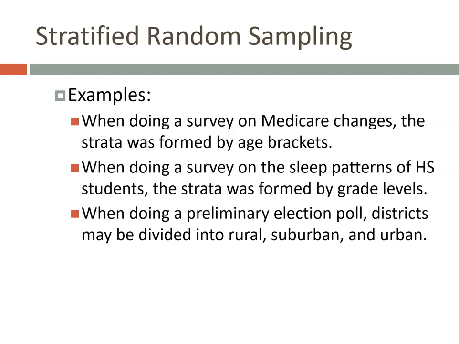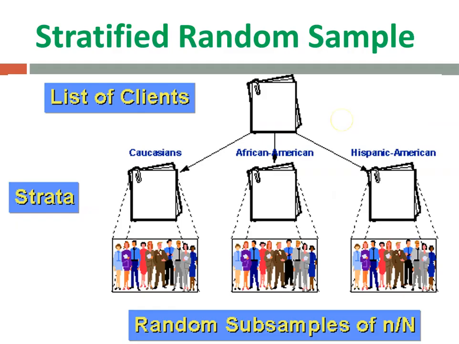Here is a visual representation of stratified random sampling. If somebody had a list of clients, you could divide them by their ethnicity, and then pick some from each group. Students often wonder how many to pick. Well, there are a couple of ways you can do it. You can pick the same number from every stratum. So maybe I pick 5 from here, 5 from here, 5 from here.